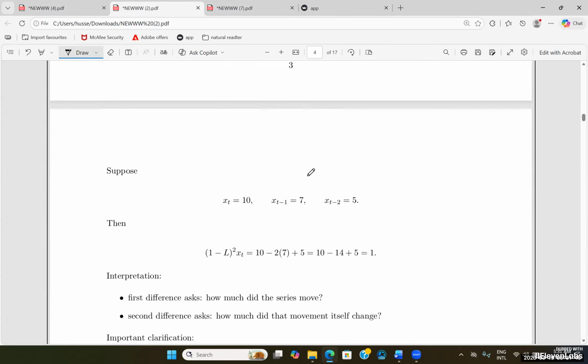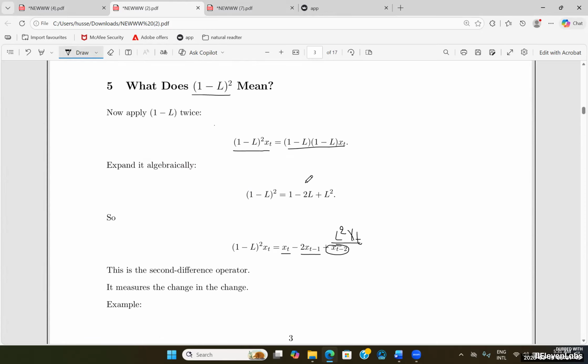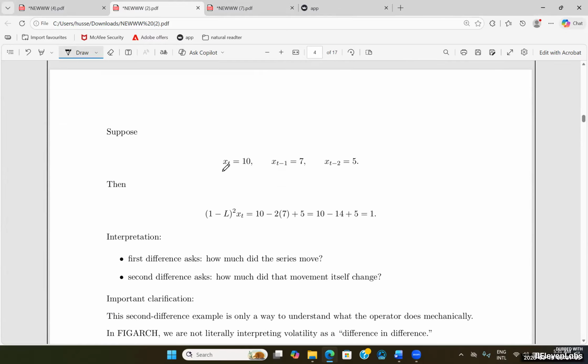Now, if you were to apply this specific formula, what you're essentially doing is finding the difference and then another difference. So the 2 that's mentioned here actually indicates that you are calculating the difference of differences. For example, let's imagine a scenario where we have xt as the value 10, then xt minus 1 is 7, and finally xt minus 2 is 5.